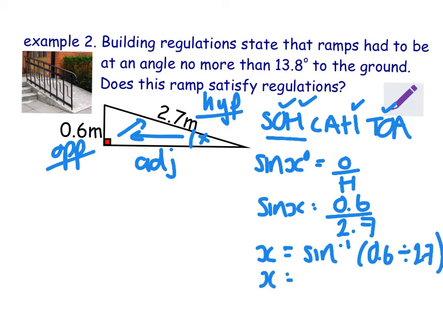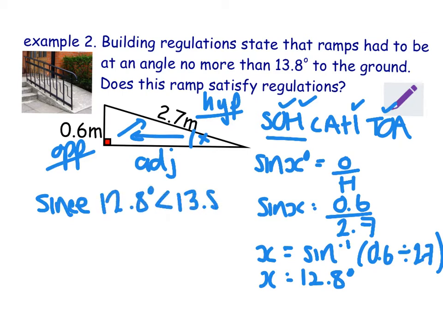And that gives us, to one decimal place, 12.8 degrees. Now let's read the question again. It said regulations state the ramp had to be an angle of no more than 13.8. So 13.8 is the maximum it can be. So is this okay? Since 12.8 degrees is less than 13.8 degrees, the ramp passes regulations.